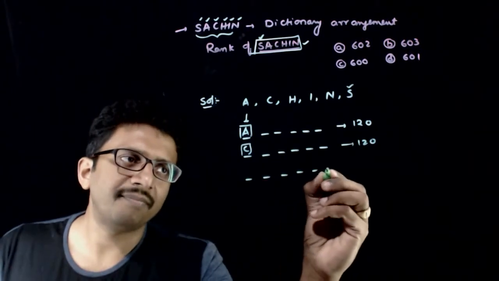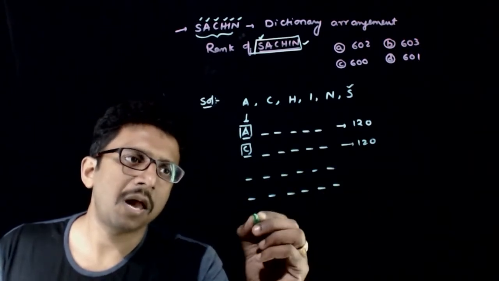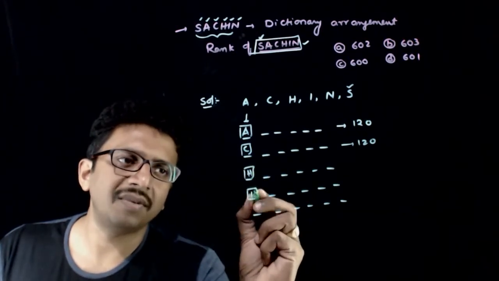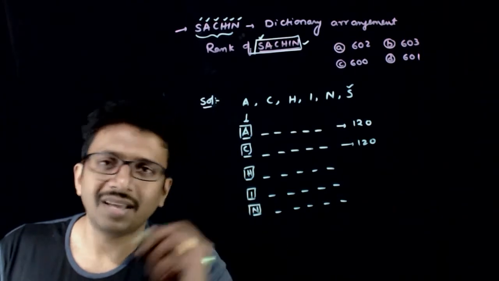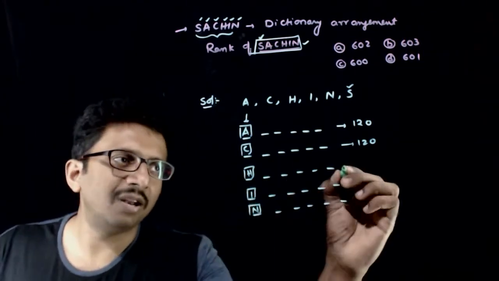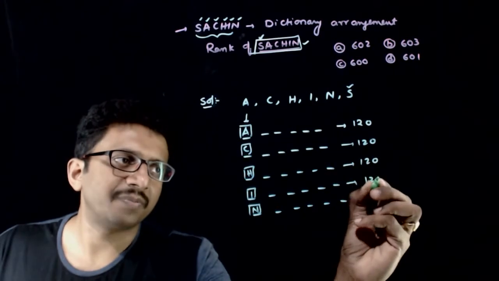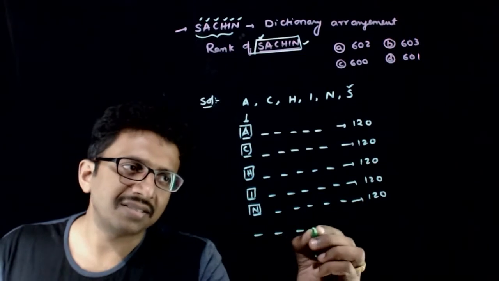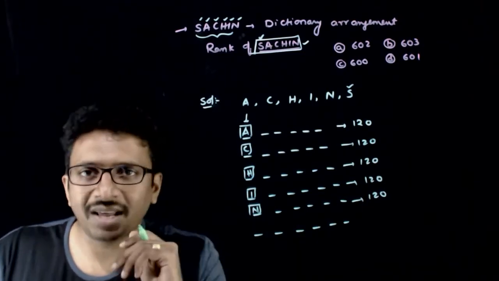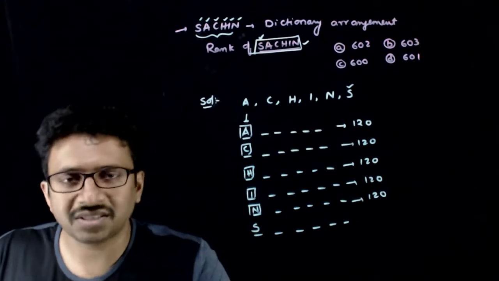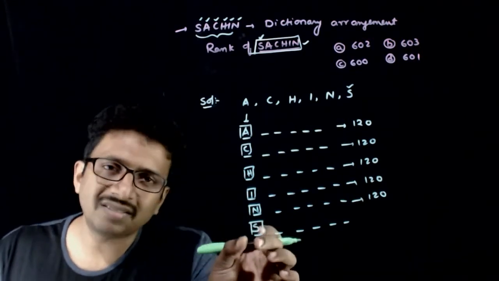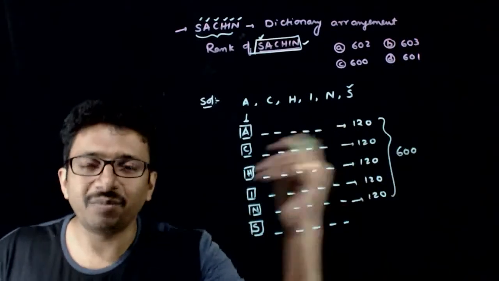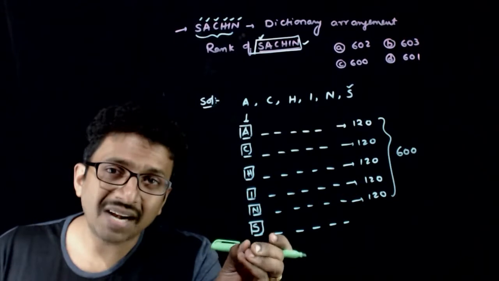So these 120 words also get completed. Similarly, the words starting with H get completed, the words starting with I get completed, the words starting with N get completed. And for each letter there will be 120 arrangements. So now, once all the words starting with N are completed, then comes the word starting with S. So all these 600 words have been completed before. Now the words starting with S come.